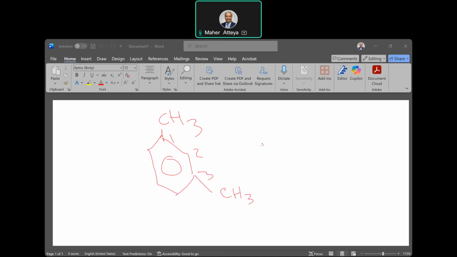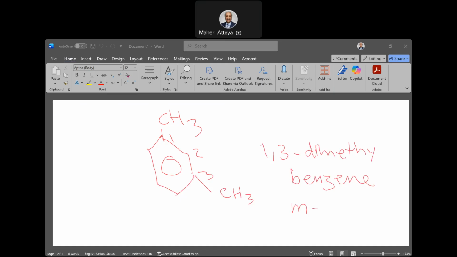So here it is. This is 1,3-dimethylbenzene. 1,3 is called meta. M, like the one para with P, para opposite each other, meta benzene or meta-xylene. This is meta-xylene, 1,3. Now, if we have 1,2, then we'll have ortho.